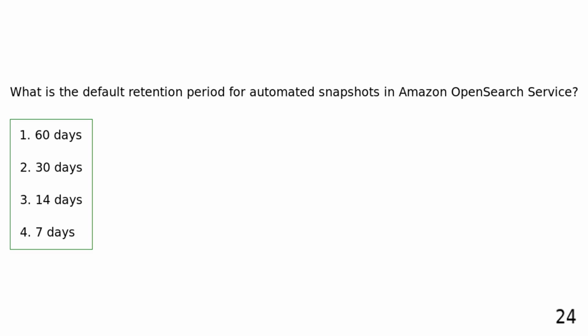What is the default retention period for automated snapshots in Amazon OpenSearch Service? 60 days. 30 days. 14 days. 7 days. The default retention period for automated snapshots in Amazon OpenSearch Service is 14 days.